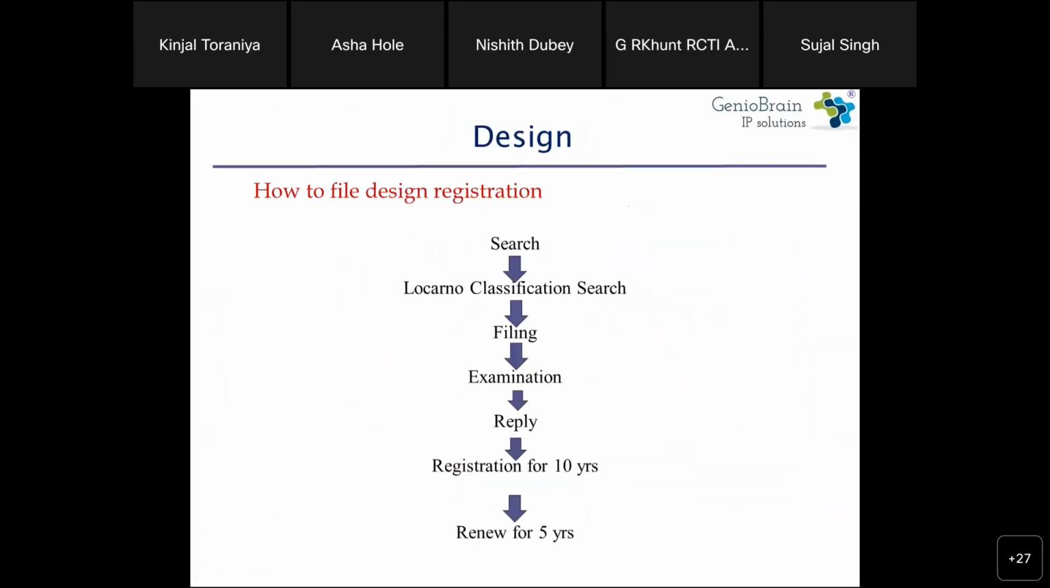Now, the important thing is, what is the process of filing a design application? Again, for every IPR, we have the newness of our innovation. So for the design that has not been reported anywhere, we need to search whether our design is new. We need to search for the class. There is one global database for design search, WIPO. We need to search on that whether our design is unique or not. If our design is unique, we can file a design application.